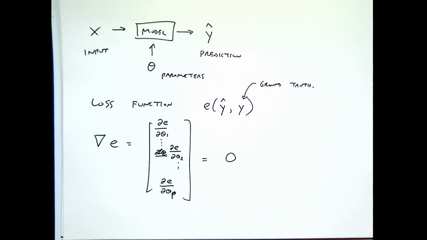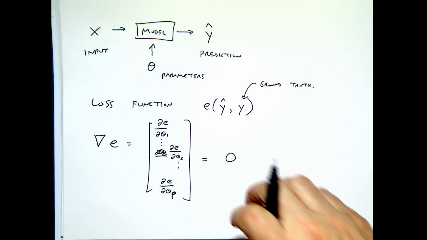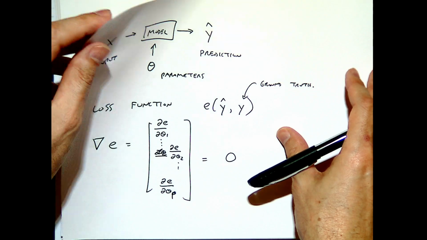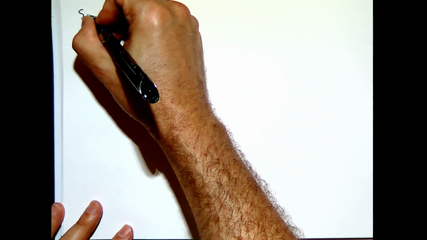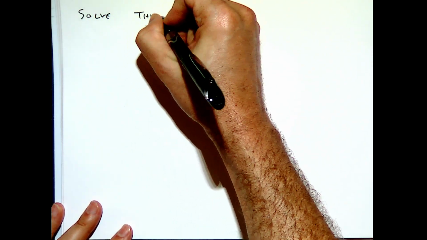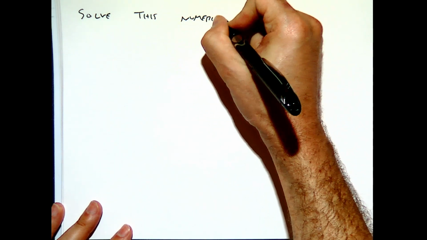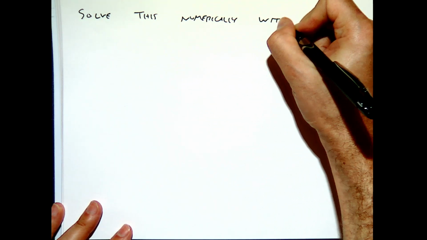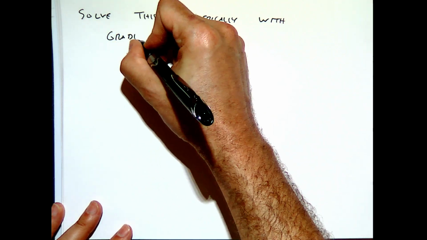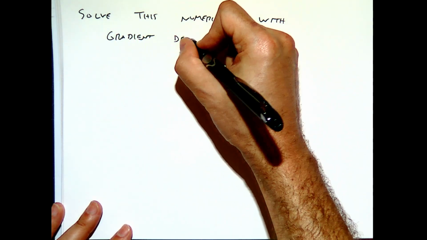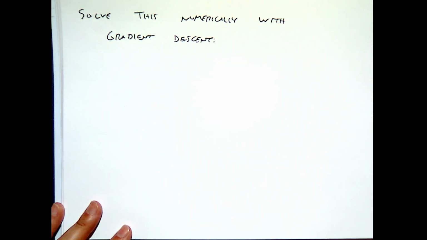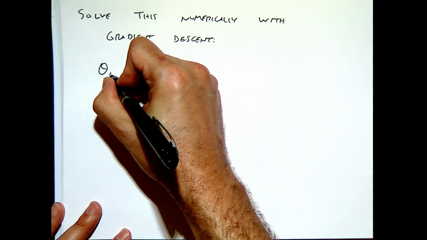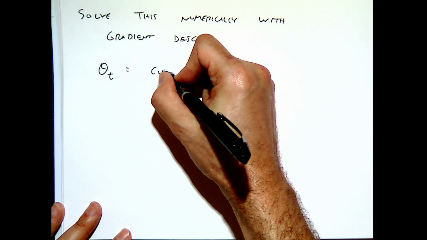And so in practice, what we do is to say, I'm going to hopefully have a good estimate of what the answer should be, and then I'm going to take steps in the direction of the gradient, right? So gradient descent is basically saying, if I have theta t, which is our current estimate of the answer.